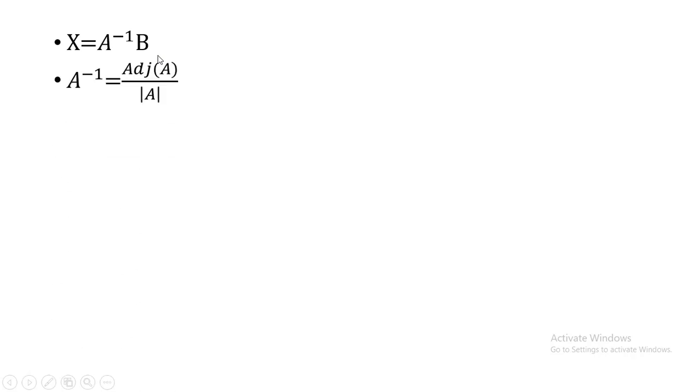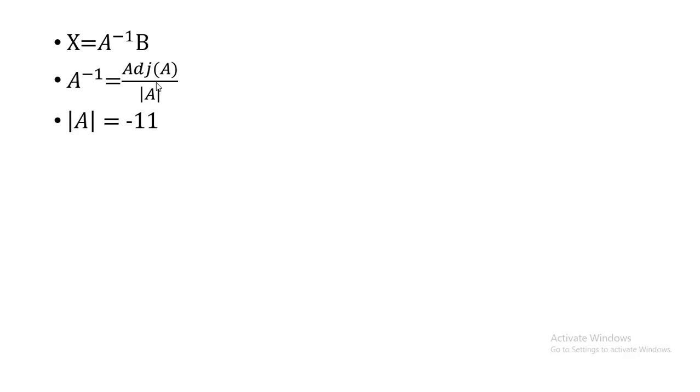Okay, then we know that the formula for A inverse is equal to adjoint of A divided by determinant of A. Now out here it is very important that you all need to know that determinant of A should not be equal to 0. If it is 0, we won't proceed further, whether it is a 2 by 2 system or a 3 by 3 system.